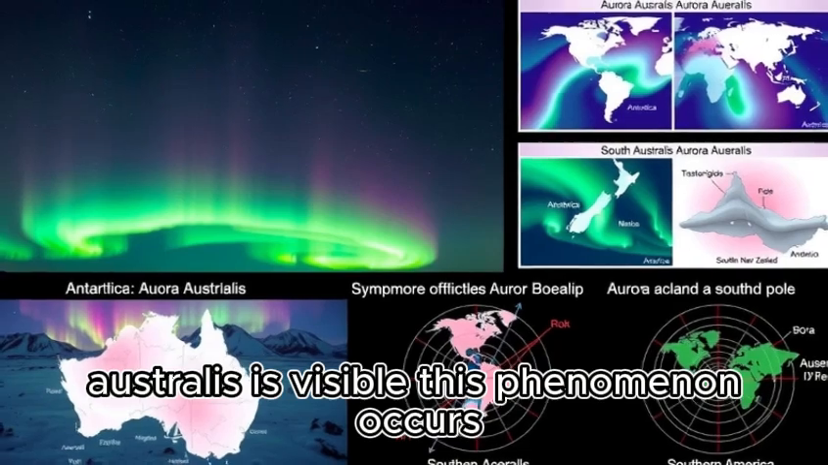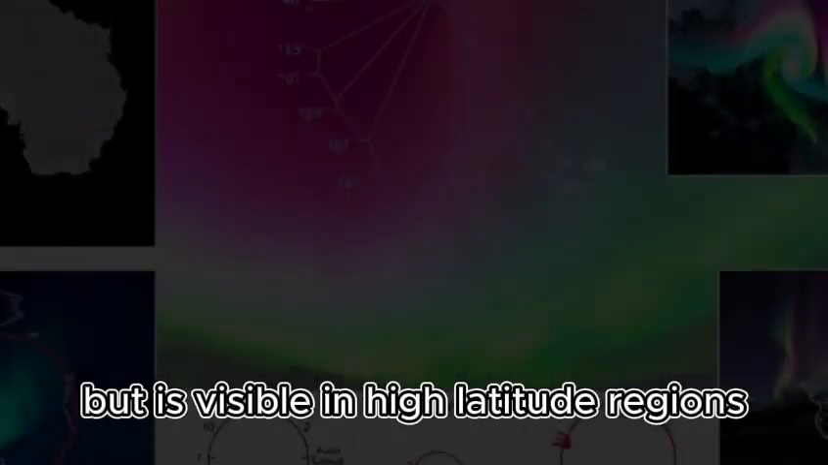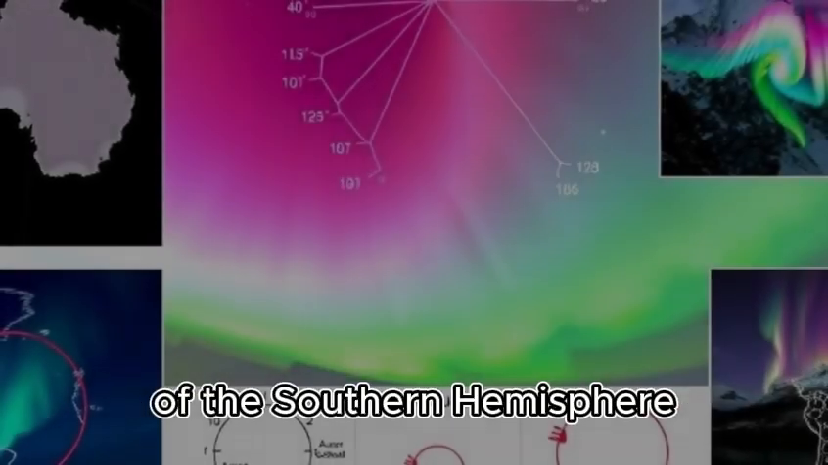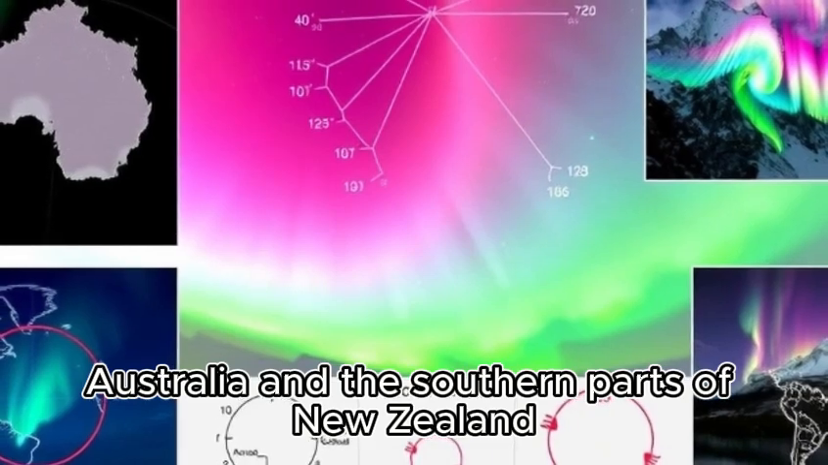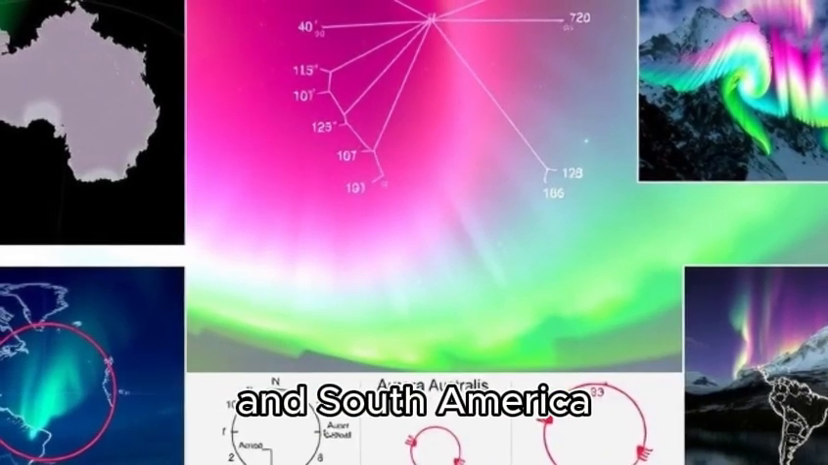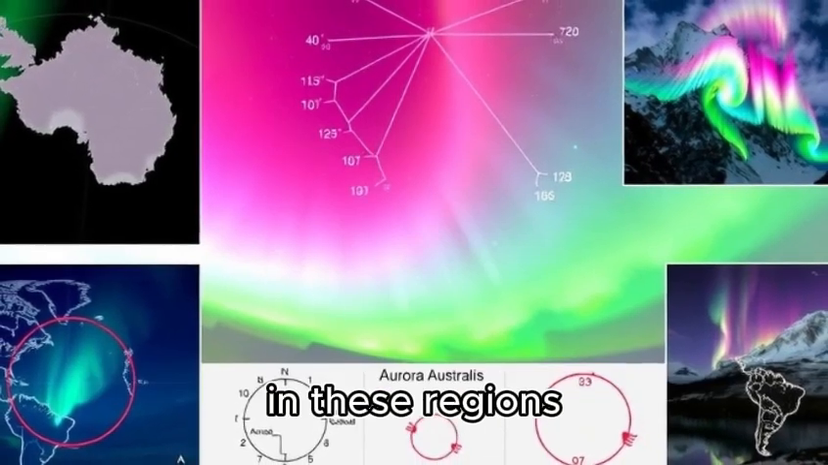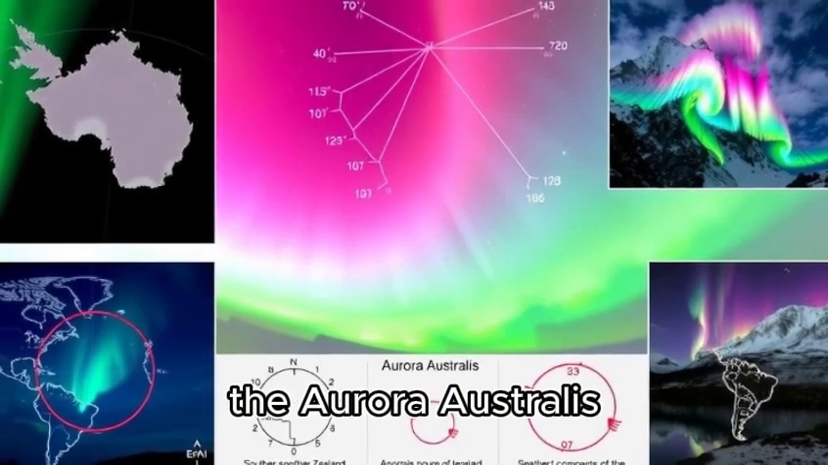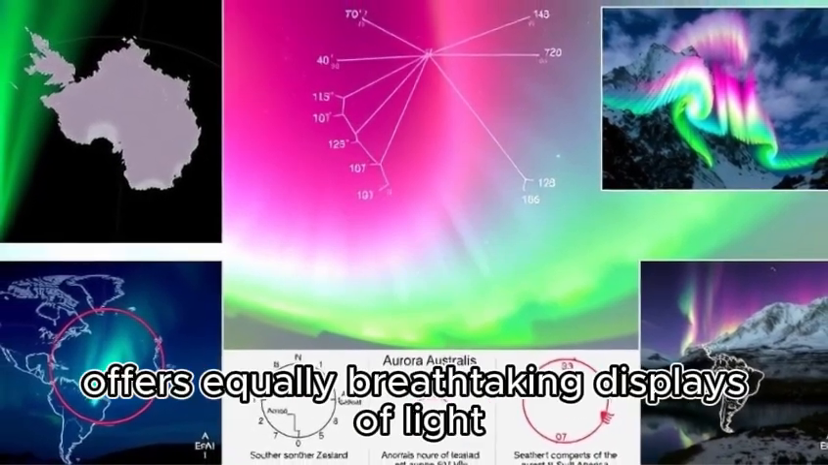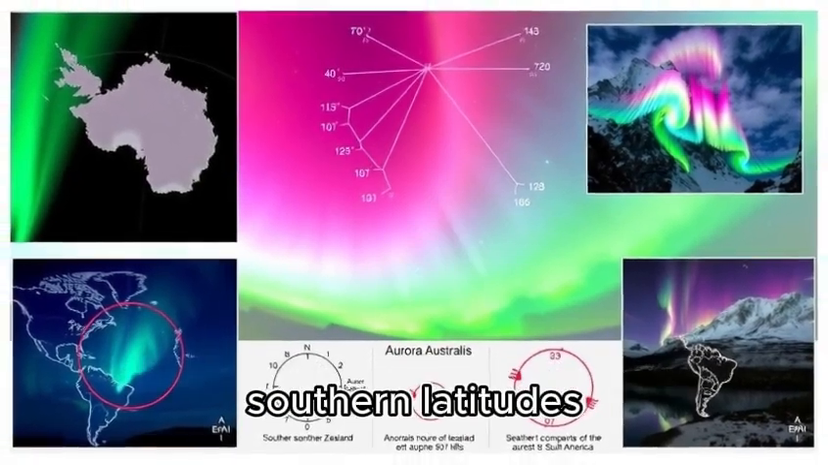This phenomenon occurs through the same scientific process as the Northern Lights, but is visible in high-latitude regions of the Southern Hemisphere, including Antarctica, Tasmania, Australia, and the southern parts of New Zealand and South America. Show stunning visuals of the Aurora Australis in these regions. While less accessible than its northern counterpart, the Aurora Australis offers equally breathtaking displays of light for those who venture to these remote southern latitudes.